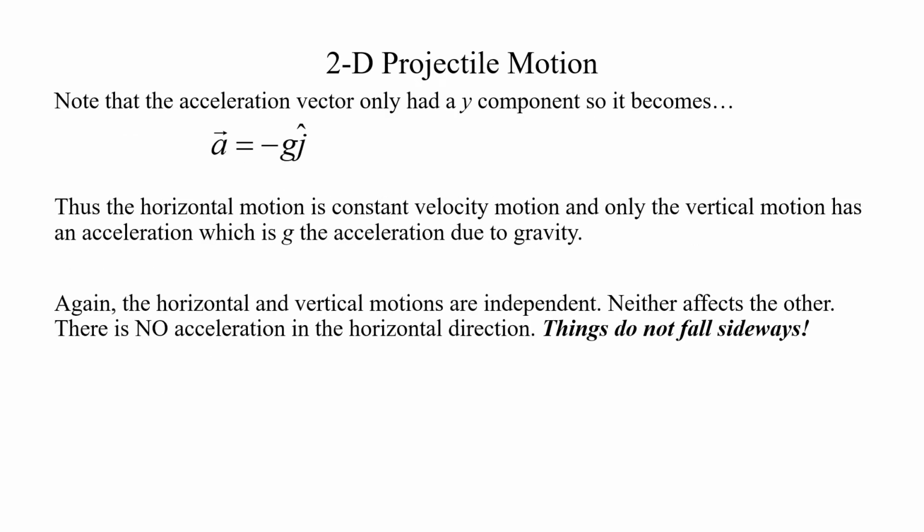So for projectile motion, note the acceleration vector only has a y component. So the acceleration vector is just minus g in the j direction. The horizontal motion is constant velocity motion, and only the vertical motion has an acceleration, and it's g, the acceleration due to gravity.